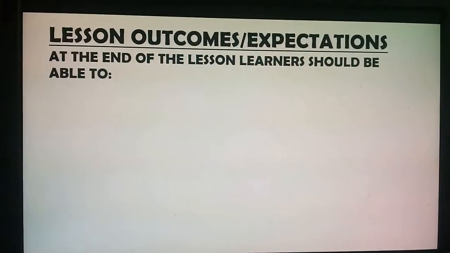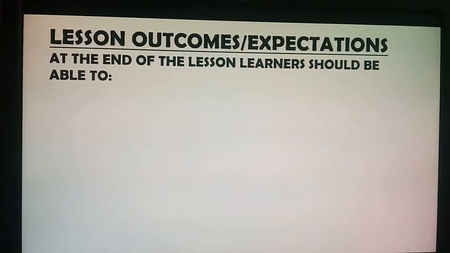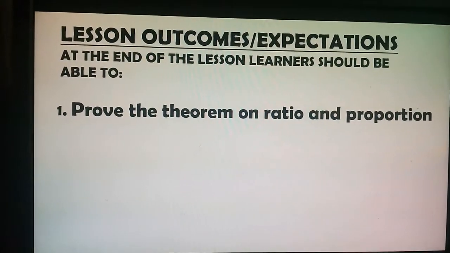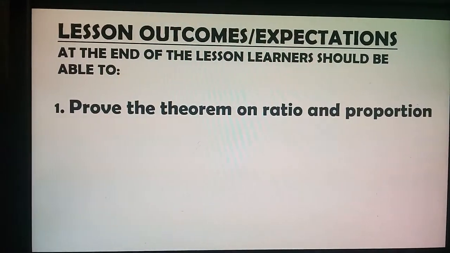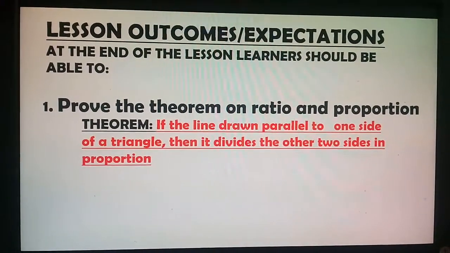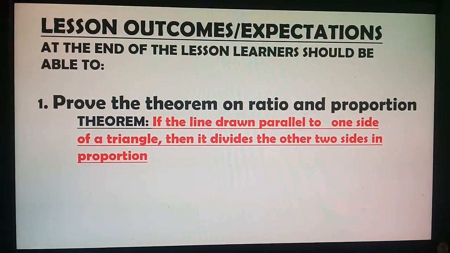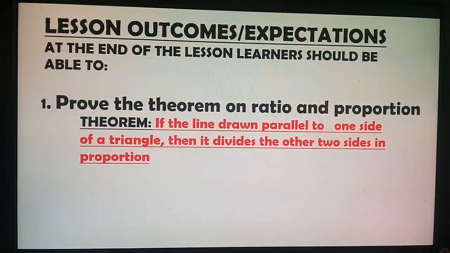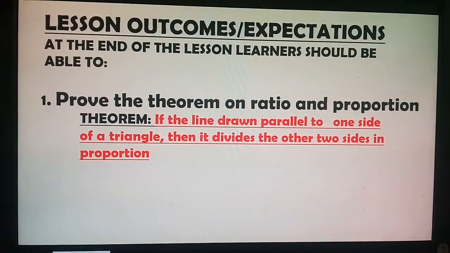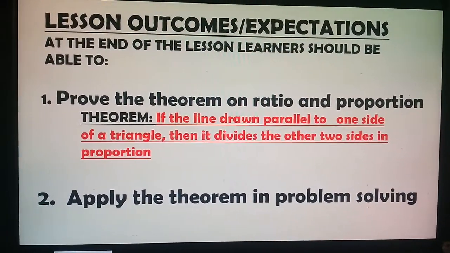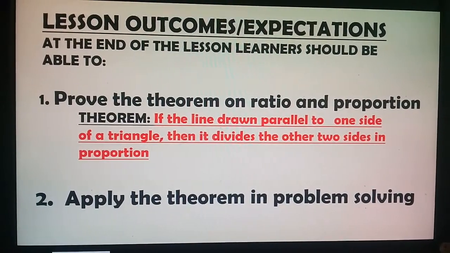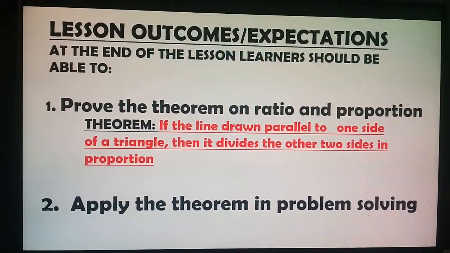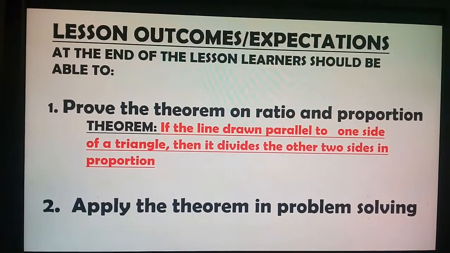Okay, lesson outcome or expectations. At the end of the lesson, learners should be able to do the following. First, prove the theorem on ratio and proportion. And what is that theorem? The theorem says that if a line is drawn parallel to one side of a triangle, then it divides the other two sides in proportion. This is the theorem that I'm going to prove today. And lesson outcome number 2: at the end of the lesson, learners should be able to apply the theorem in problem solving. That is the lesson outcome for this lesson.